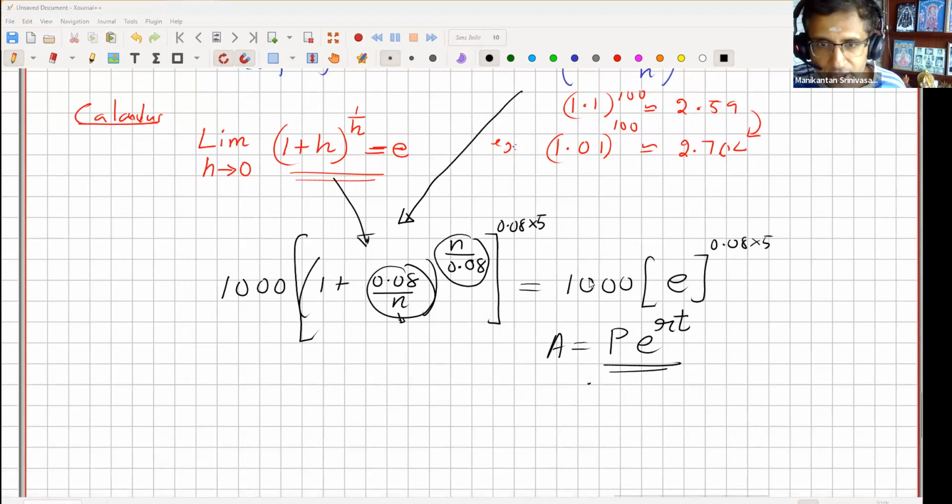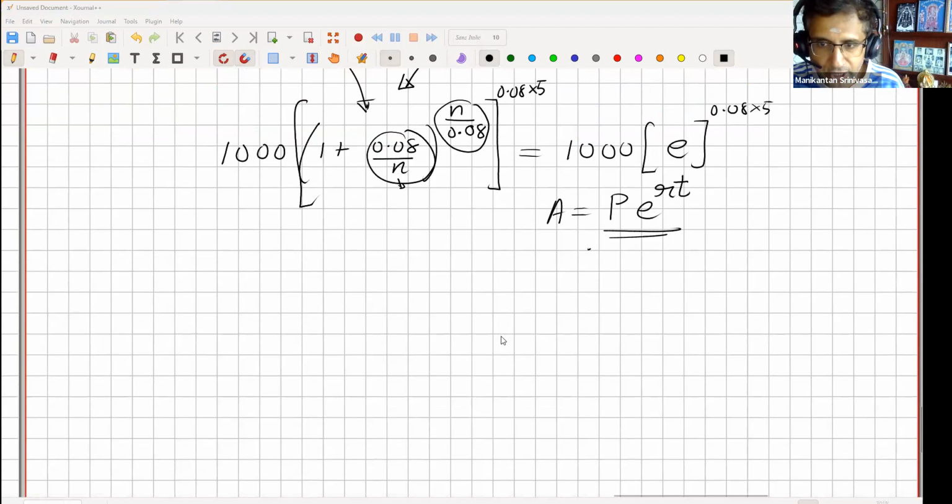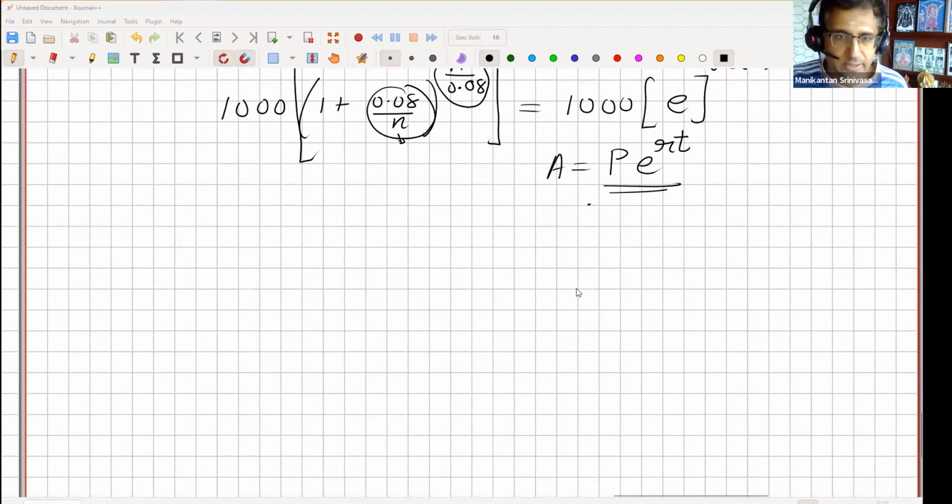Okay, Amit, I'm just seeing your chat for 1.1 power 10. Yeah, it's around 2.59. Yeah, sorry guys, I'm not always keeping an eye on the chat, but you can just call out, right, in case I don't respond to it immediately.